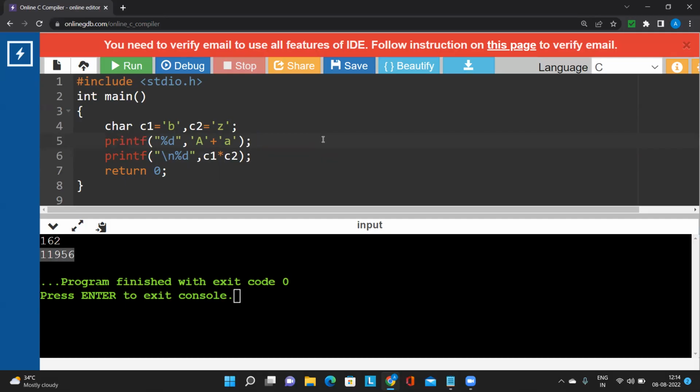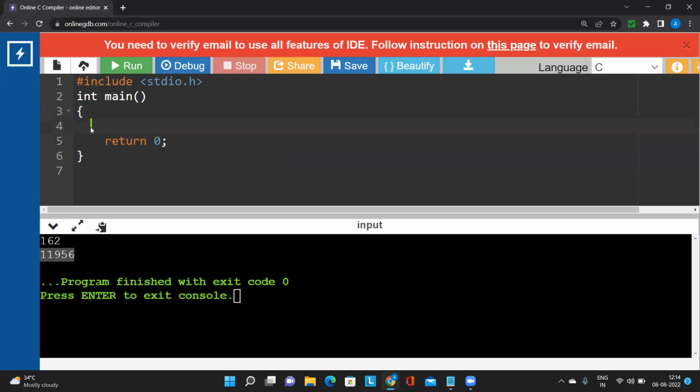Right. Now, I already told you that you cannot apply the modulo operator on a floating point data type. So it is not possible for us. See, when I do it, it is obviously giving me an error. Then how to perform a modulo operation on floats?